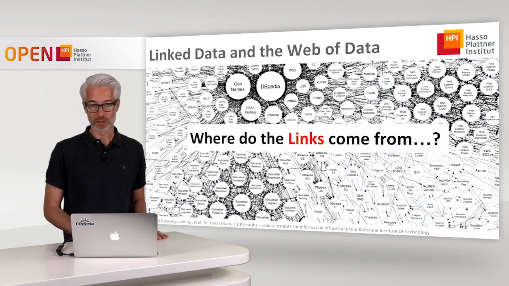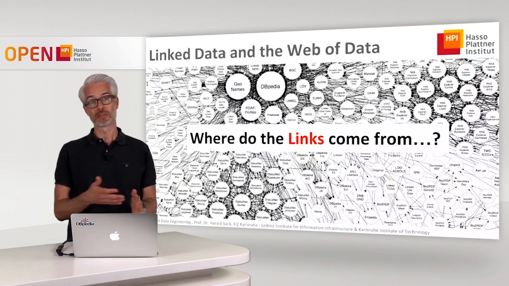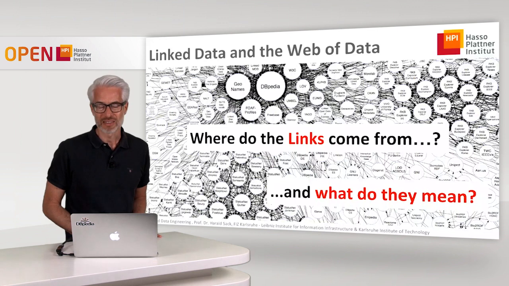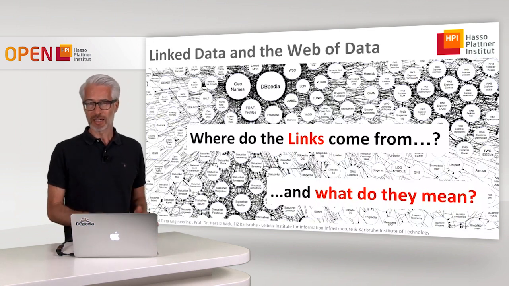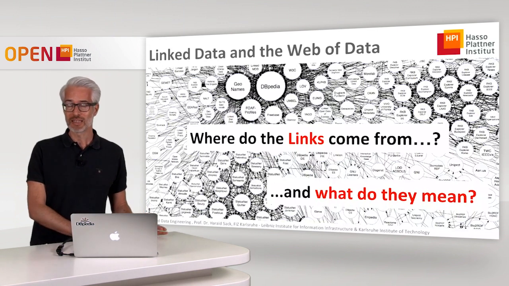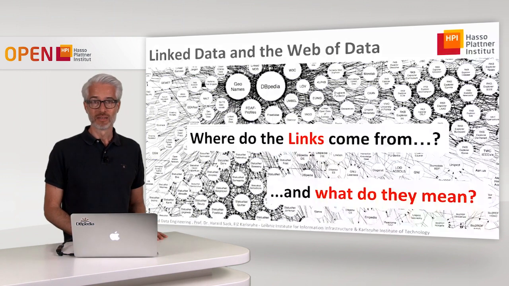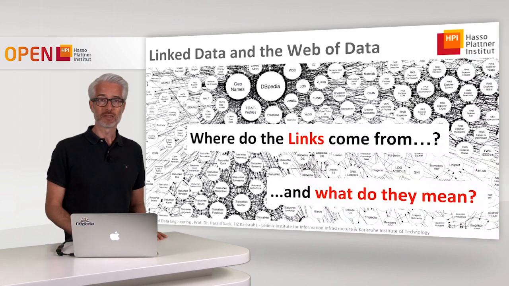So who is responsible for mapping one data set to the other, and how does this work? And of course, if there is a link, what does this link mean? Are all links the same kind of links? Do they have different meanings? How should I act with this data if I don't understand what's in a link and what's the meaning of the data behind? So this is quite difficult.